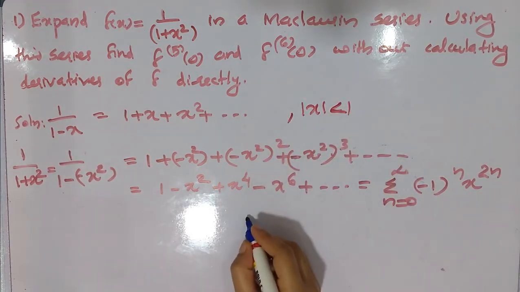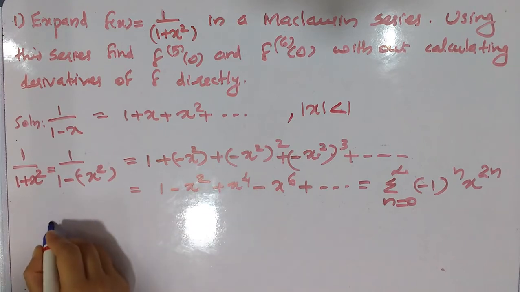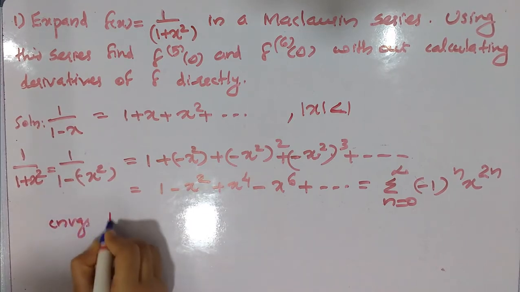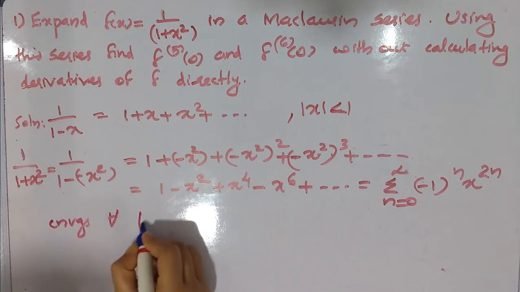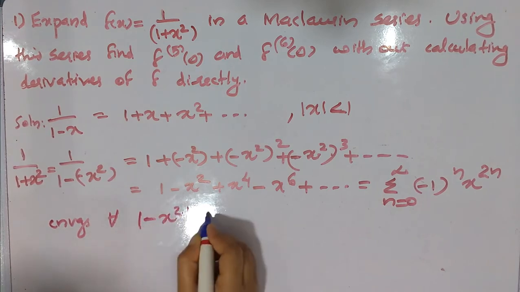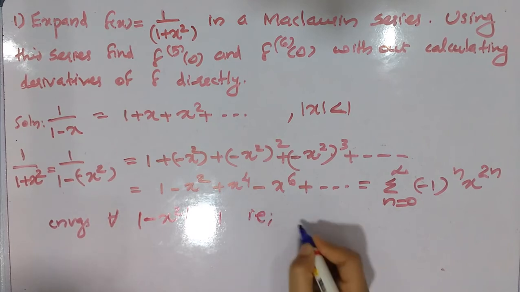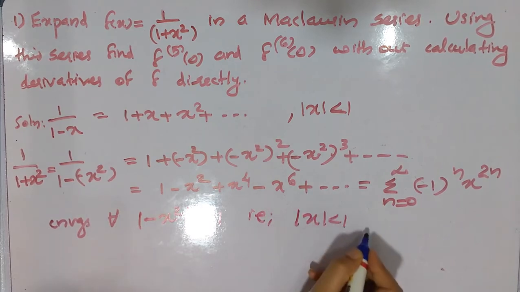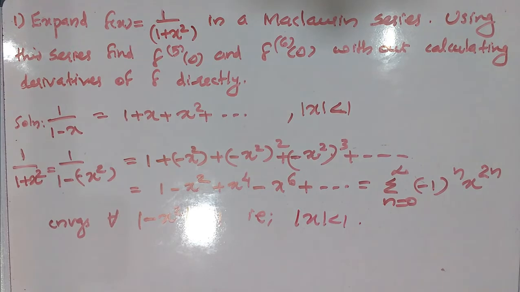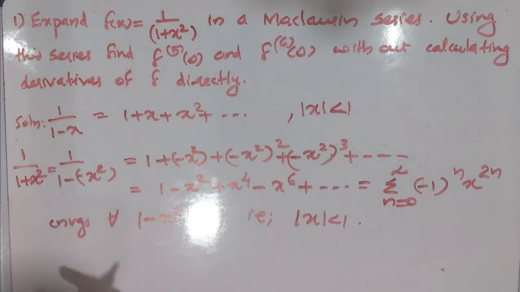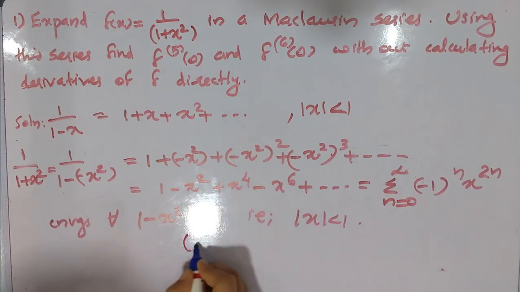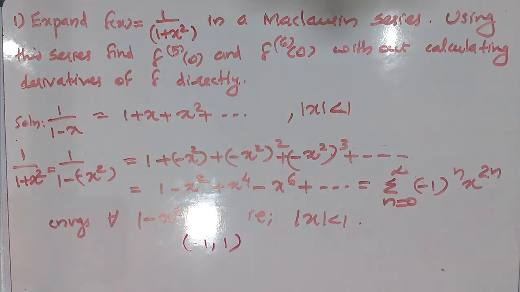It converges for all mod minus x square less than 1, that is, mod x less than 1. So this is the Maclaurin series for f of x in the open interval minus 1 comma 1.